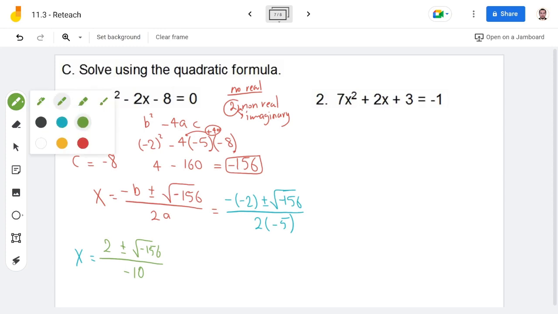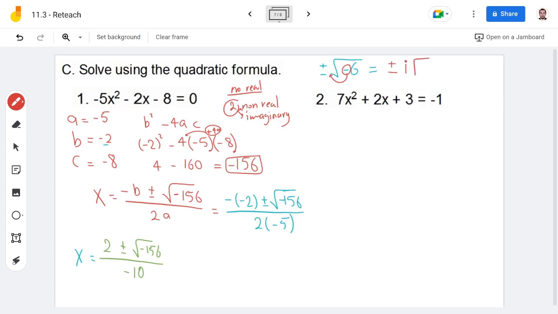I told you before the rule said, let me write the rule here, above. So if I have positive negative a square root of a negative number, I can rewrite this one by taking the negative outside the square root and replacing it with what? With i. So it will be positive negative i square root of 156. So that's what I have to do. Now I rewrite it as positive negative i square root of 156 over negative 10. You can take out the negative here. So this is the answer that I have.